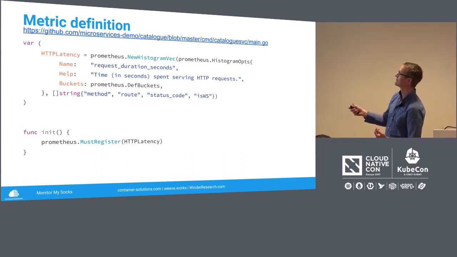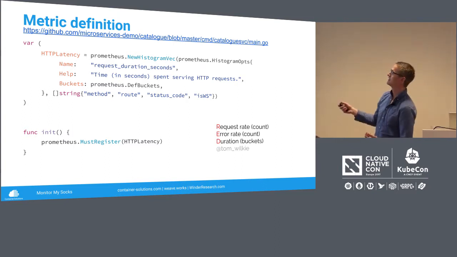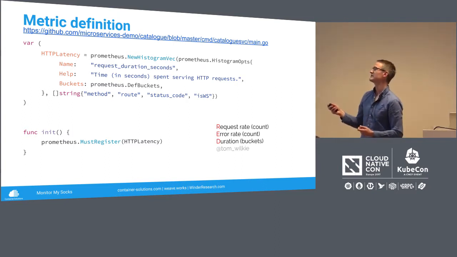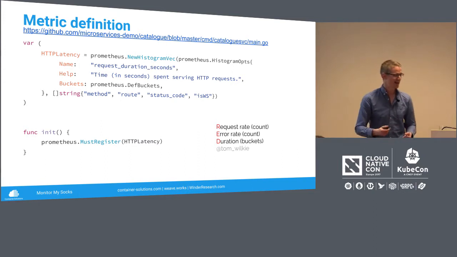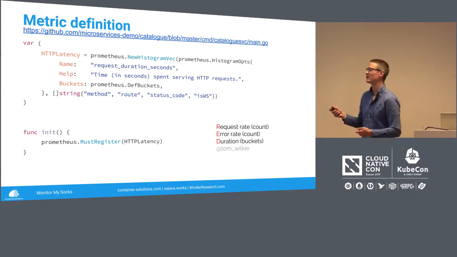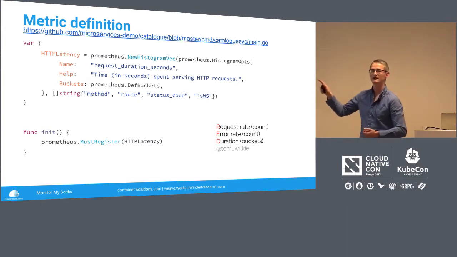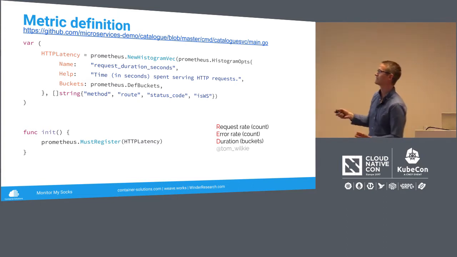We've chosen histogram because of a chap called Tom Wilkie, down in this corner here. He upset a few people by trying to define his own better metrics scheme, and he came up with this nice acronym, RED metrics. And the idea there is that with RED metrics, you can generally monitor the things that are most important to your application. They are the request rate, the error rate, and the duration of the call that's happening.